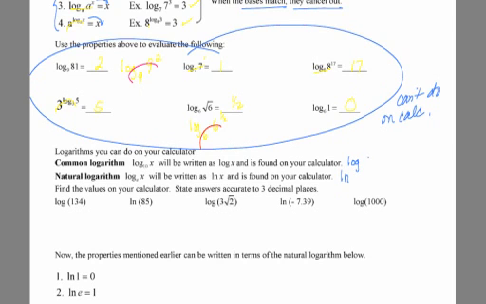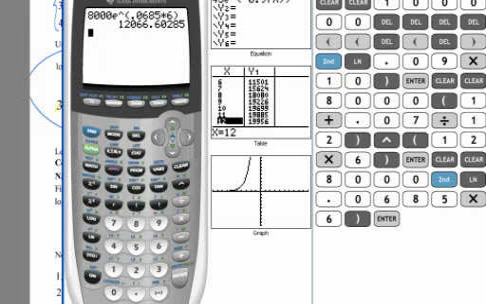So LOG, if there's an x, is an understood base 10, called the common logarithm. LN, if there's an x, LNX, is known as the natural logarithm. And those are the only ones your calculator will do. So practice on your calculator. Let's find some values.